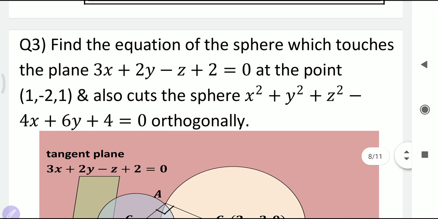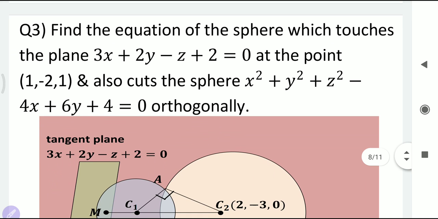Now this is an important kind of problem. Most of the time this kind of problem will be there in the exam. Find the equation of the sphere which touches the plane 3x plus 2y minus z plus 2 equal to 0. Now one more thing you have to keep in your mind when you are talking about the equation of a sphere. Here, when the equation of a sphere and a plane is given to you, that means we are finding the equation of a sphere passing through a circle. Keep this in mind.